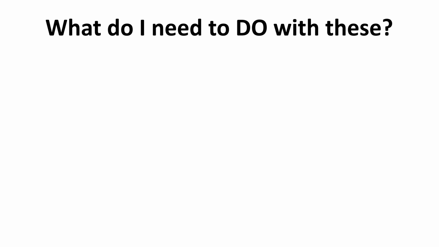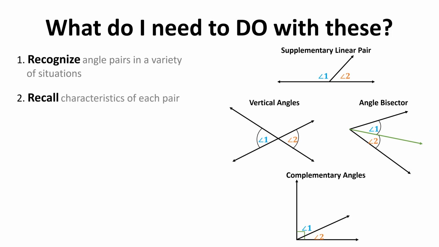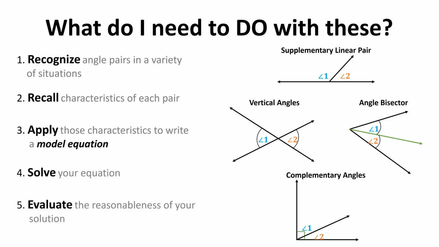Now that we have knowledge of all of our angle pairs, let's answer what do I need to do with all of these angle pairs? First, we'll need to recognize angle pairs in a variety of situations. Then we'll need to recall characteristics about each angle pair. We'll then apply those characteristics to write a model equation to represent what those objects mean. We'll solve that equation and finally evaluate the reasonableness of our solution. Those last three steps, 3 through 5, we'll cover in our next video to better segment these concepts. We'll focus on recognizing and recalling in this video.